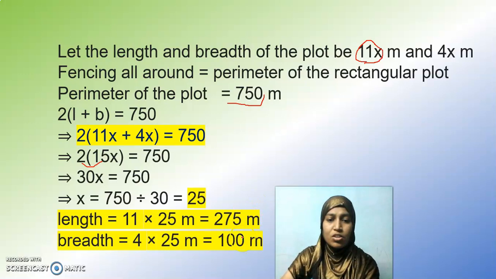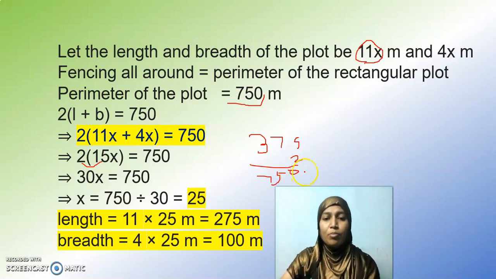Now you can check in reverse order. If you find the perimeter of this plot, 2 into L plus B. If I add these two, I will get 375. So 375 into 2 is what? Yes, 5 2s are 10, carry 1, 7 2s are 14, 15 carry 1, 3 2s are 6, 7. 750. And for 1 meter, the cost of fencing is 100. So if I find for 750, what do I get? Yes, 75,000. That's what is there in the question. So our answer is right. Is it clear, my dear children?